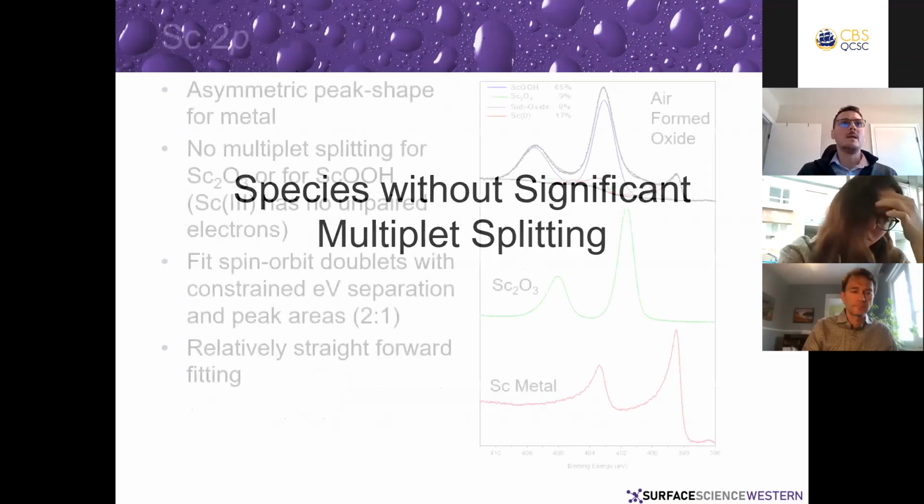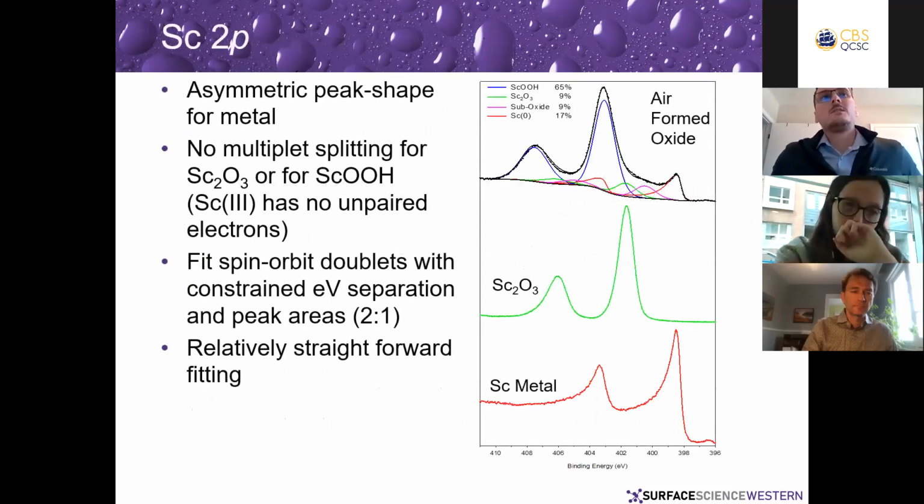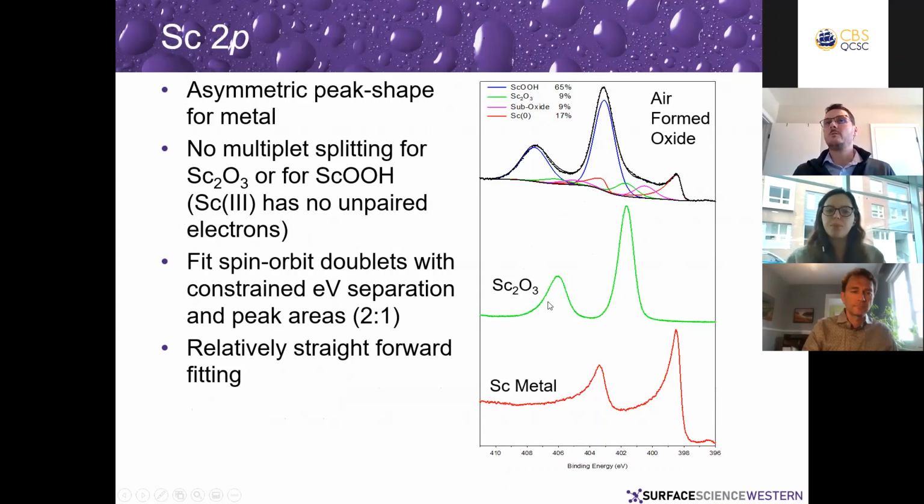What do I mean by that? If we look at something that doesn't have multiplet splitting, say the scandium 2p spectrum, we need to take into account that we have doublets. Again, they're going to have a 2-to-1 peak area ratio, and the 3/2 peak is going to be a certain distance from the 1/2 peak, so we constrain that. We're also going to take into account that something like the scandium metal is going to have an asymmetric peak shape.